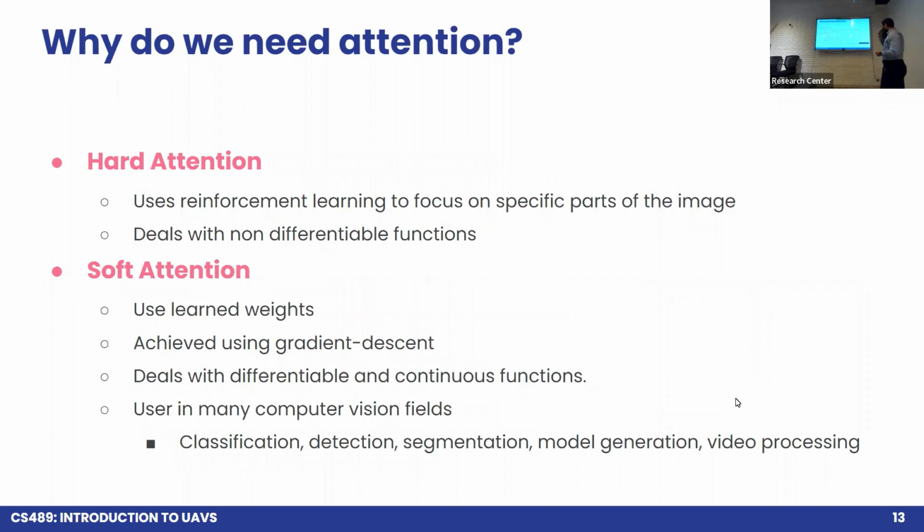Based on this definition, we have hard attention and soft attention. They apply basically the same concept. Hard attention uses reinforcement learning to focus on specific parts of the image, and it deals with non-differentiable functions. Soft attention uses learned weights and gradient descent in backpropagation with differentiable and continuous functions. And this is pretty much used in many computer vision fields like classification, detection, segmentation, and video processing.